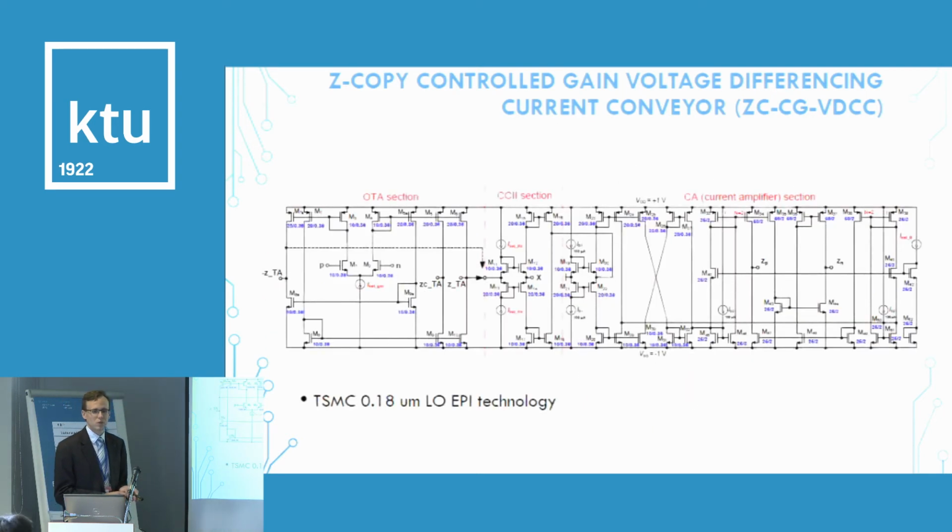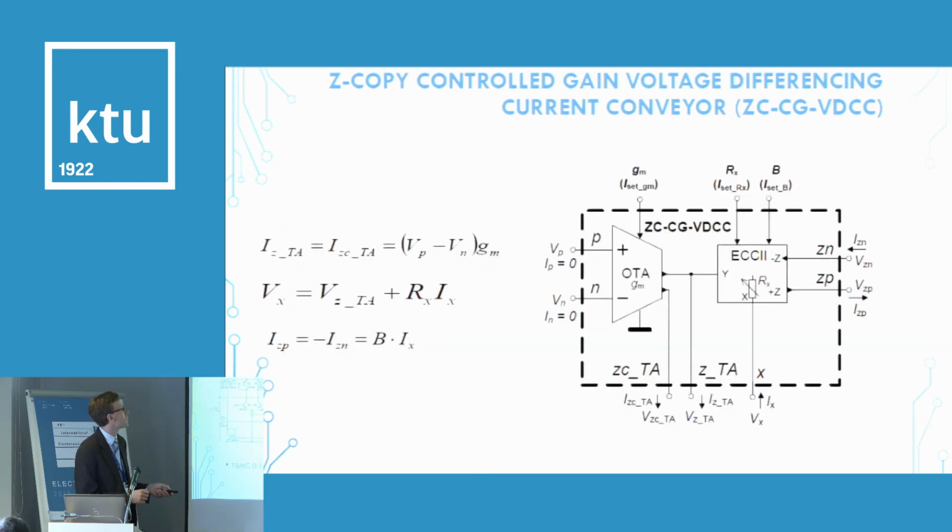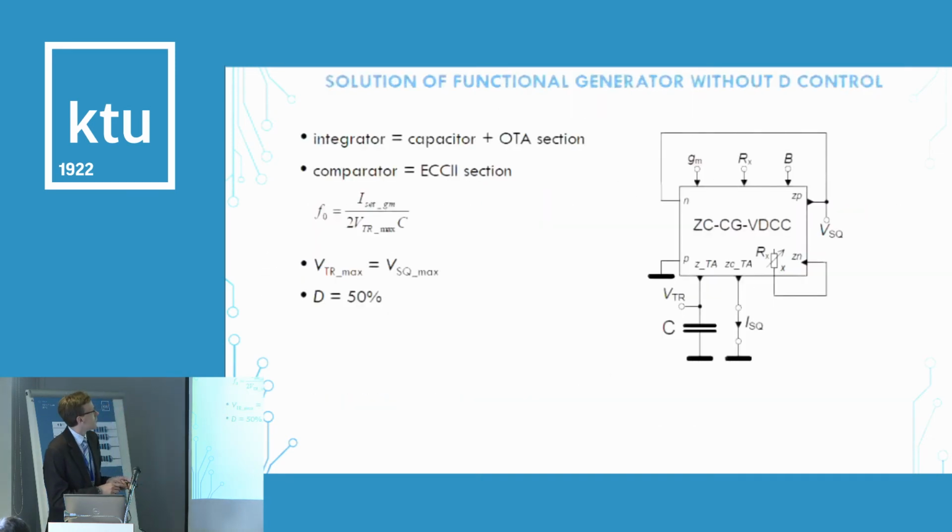We proposed this CMOS structure. Actually it consists of three sections. First is the OTA, then the CCII, and then the current amplifier section that makes the gain section. We found the application of this active element in many areas.